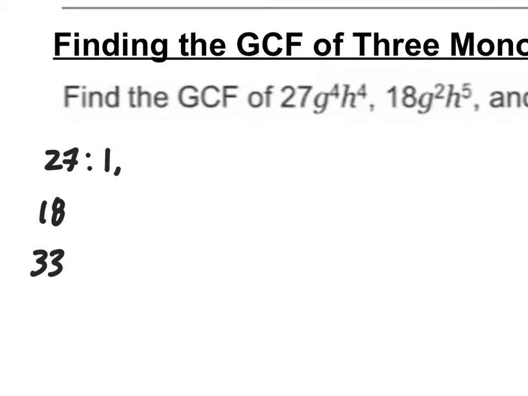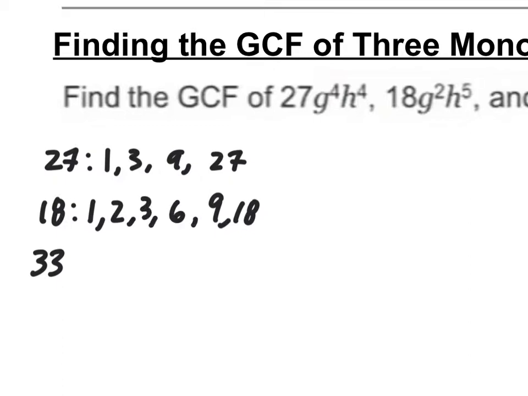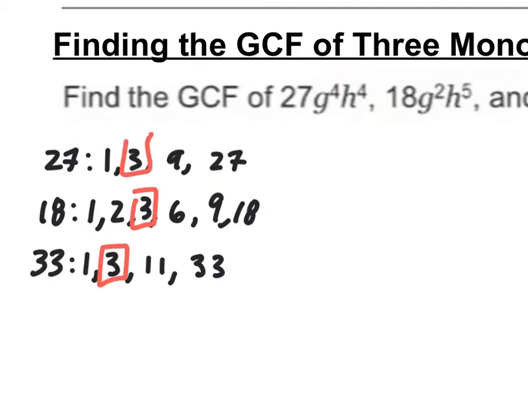The factors of 27 are 1, 27, and then 3 and 9, okay? With 18, we've got 1 and 18. We've got 2 and 9. So it looks like between these two, I've got a common factor of 9. And then 3 and 6. And then with 33, you've got 1 and 33, but then the only other thing you have is 3 and 11. So the largest common number out of any of these lists is going to be 3. And that's going to be our greatest common factor. So out of those numbers, we've got 3.